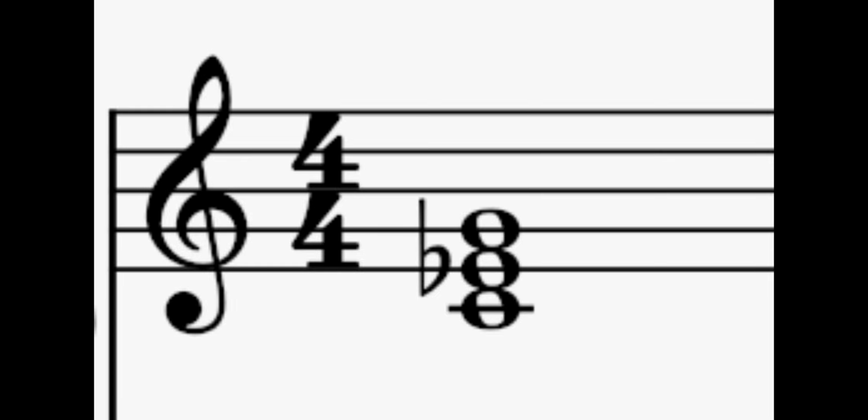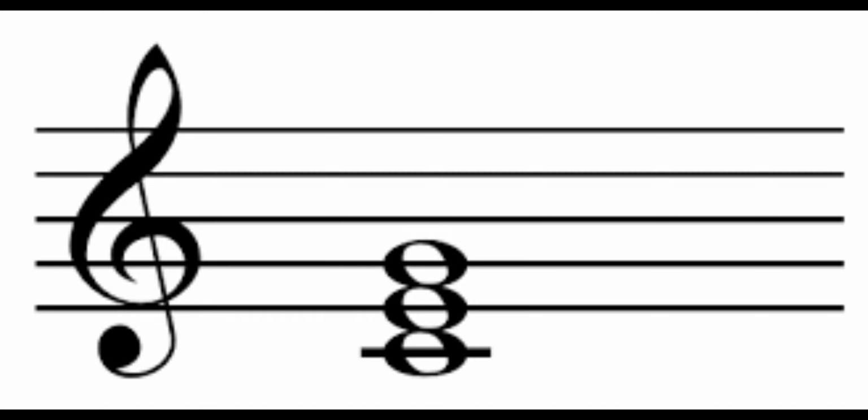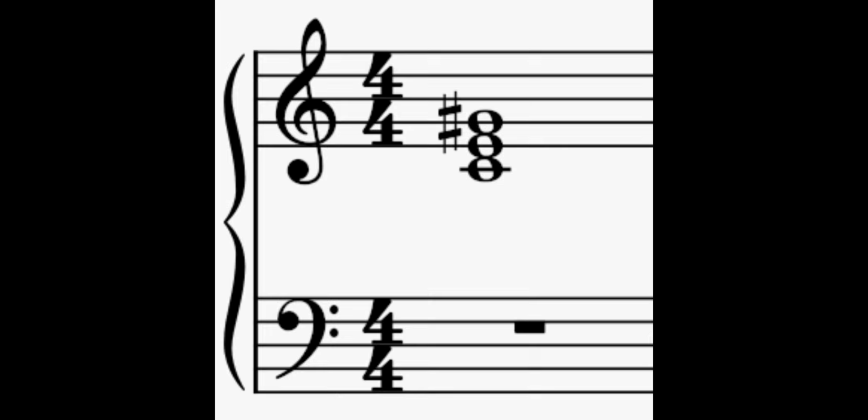Now, if we take the minor triad and move the dominant down by 1/2 step, we will have created the diminished triad. The diminished triad sounds very creepy, off-putting, and is oftentimes used in a lot of horror tracks. If we take the major triad and move the dominant up by 1/2 step, we will have created the augmented triad. The augmented triad also sounds similarly off-putting, but it also gives off an ethereal vibe.